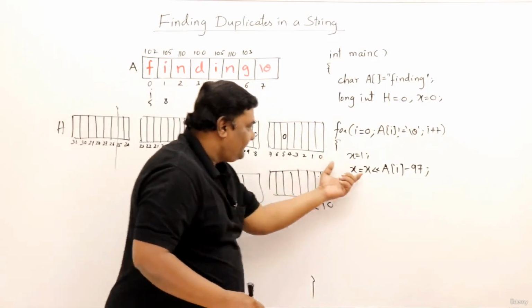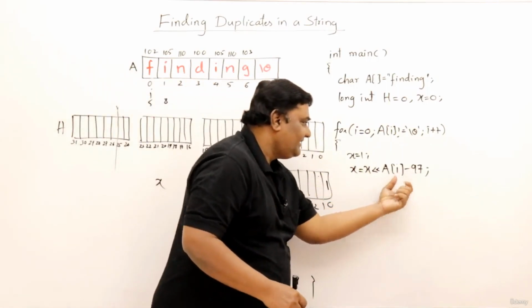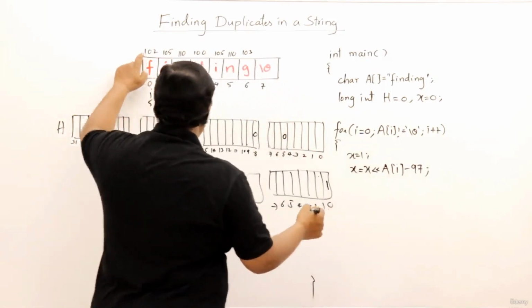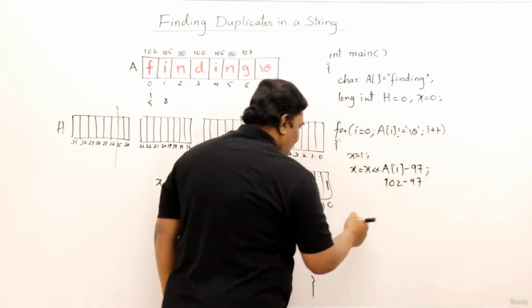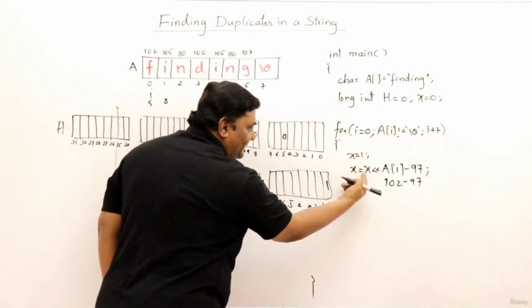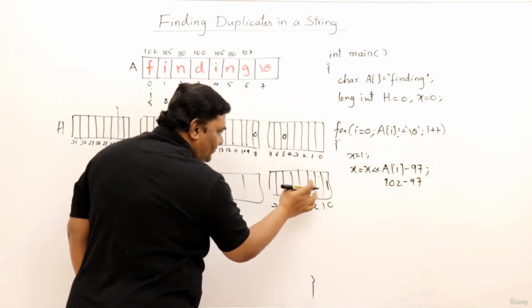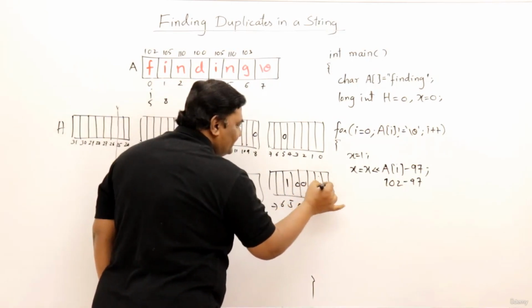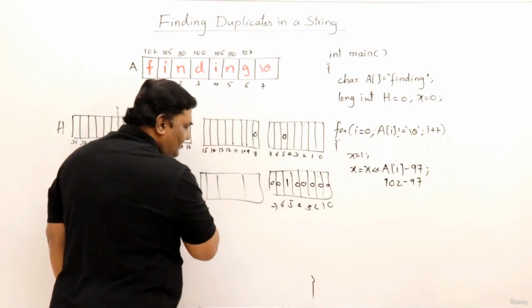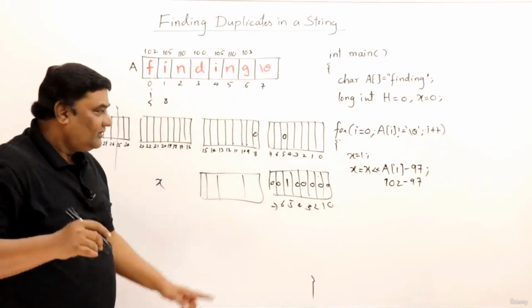Then left shift this x by these many times. So how much is it? Right now f is 102. So 102 minus 97 is 5. So it will shift this value 1 by 5 places. 1, 2, 3, 4, 5. So 1 comes here, and all these are zeros. All are zeros. So I got 1 here.